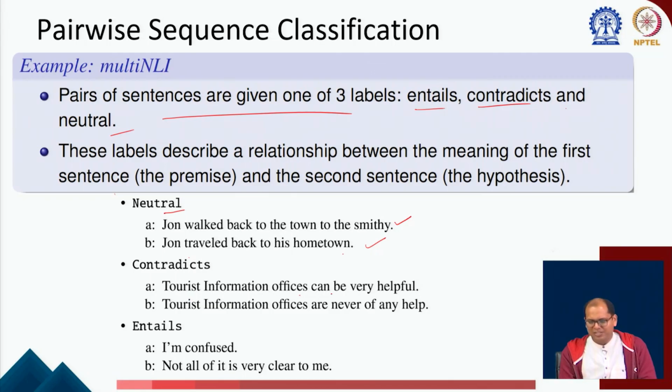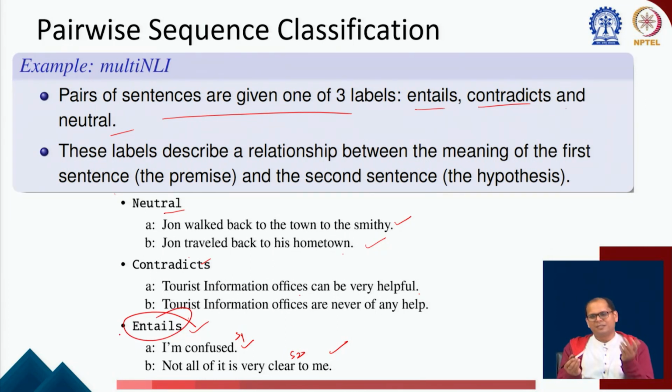"Tourist information offices can be very helpful." "Tourist information offices are never of any help." So this is clearly a contradiction. "I am confused. Not all of this is very clear to me." This is entailment, right? So you will be given a pair of sentences S1, S2, and you predict this label. Right? That is the task.